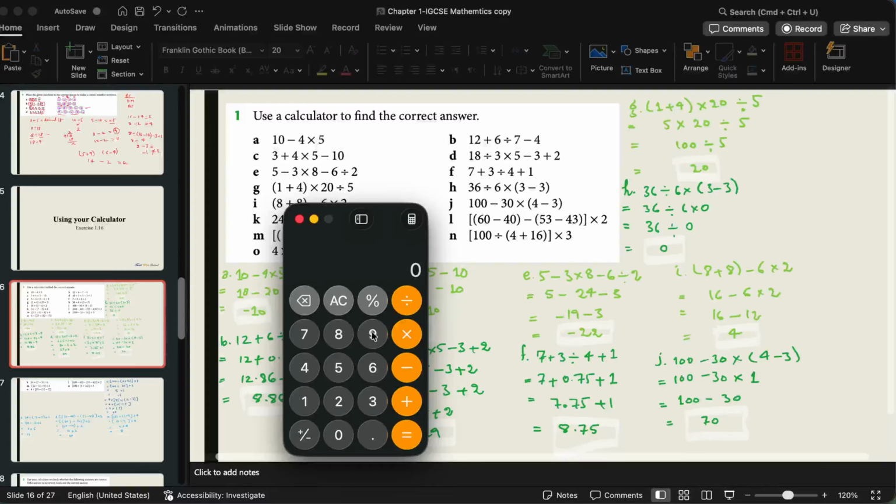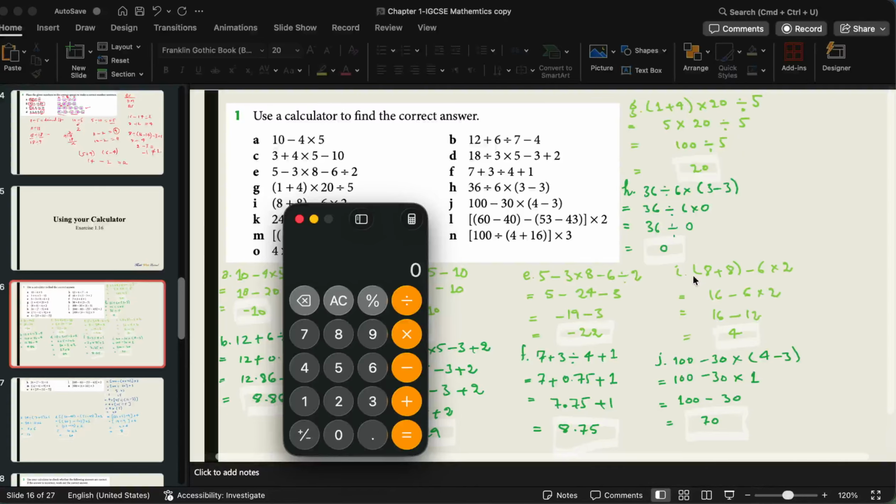Next we have 36 divided by 6 multiplied by, in the bracket, 3 minus 3. So 3 minus 3 is equal to 0, and 6 multiplied by 0, anything multiplied by 0 will give us 0. In here we can see it in the calculator as well. 6 multiplied by 0 is equal to 0. Then anything divided by 0 is also 0. So 36 divided by 0 equals undefined. So it's 0.